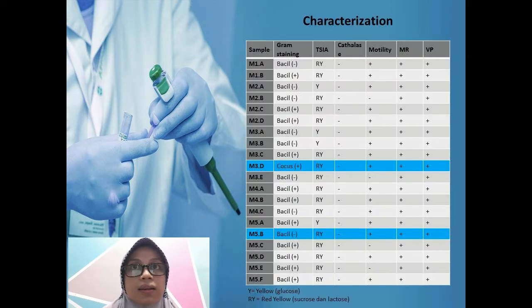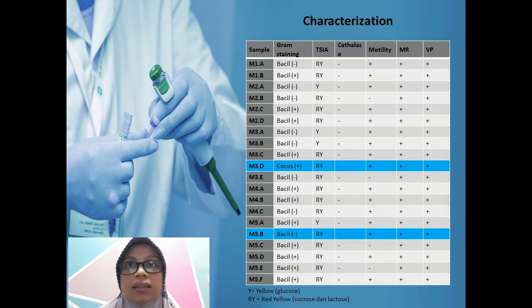The result of characterization in table 2 is that the gram coloration of 19 isolates is in the form of bacillus and 1 isolate of coccus, with a red color, which means that the isolate is gram negative. Otherwise, if the visible color is purple, it means the isolate is gram positive.